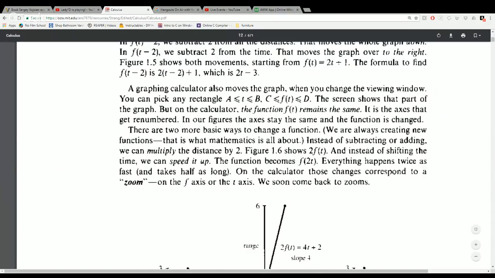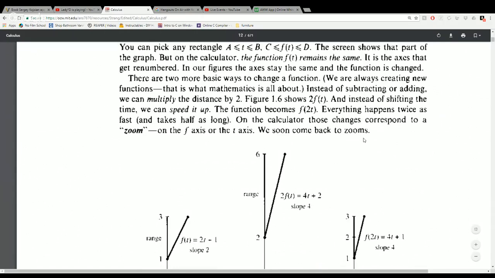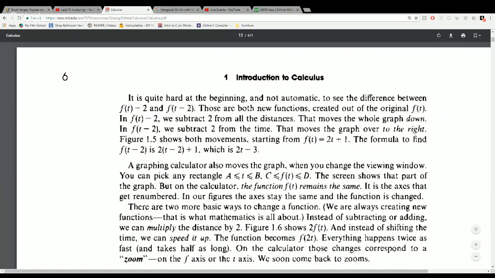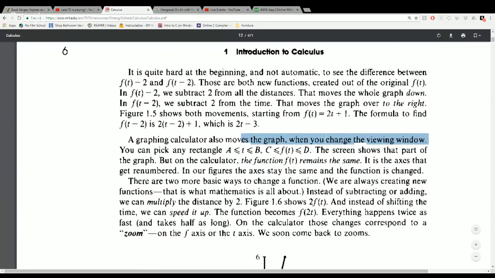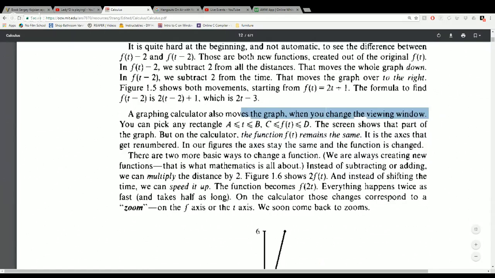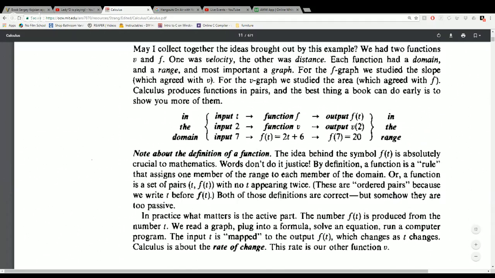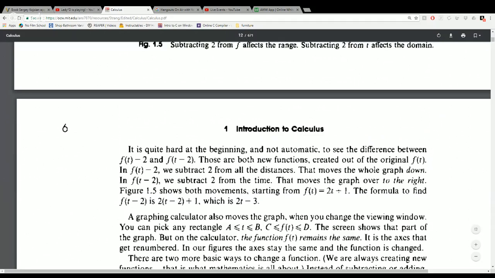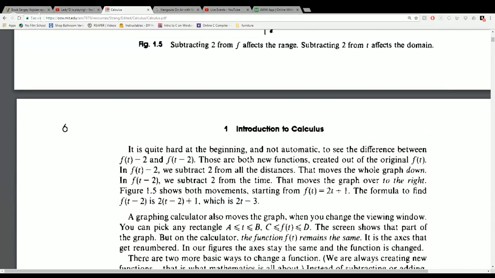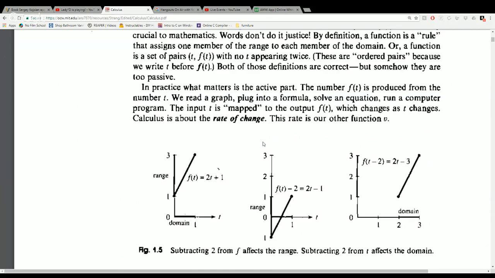All right, let's move a little down. A graphing calculator also moves the graph. This is not crucial here. There are two basic ways to change a function. Instead of subtracting or adding, we can multiply the distance by 2. Actually, you know what? I want to read this part. This is about moving functions left, right, up, and down. But the way Strang talks about this is, in my opinion, very intuitive. So I want to make sure we discuss this.